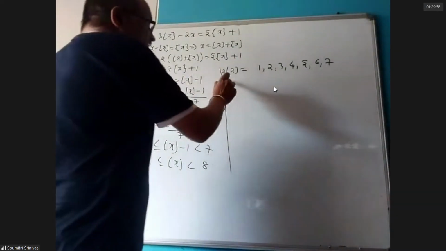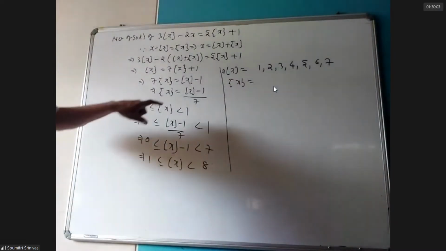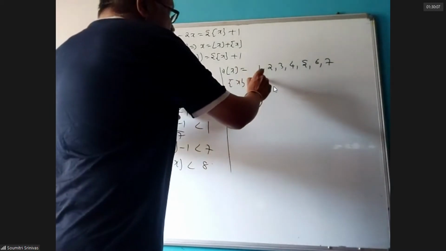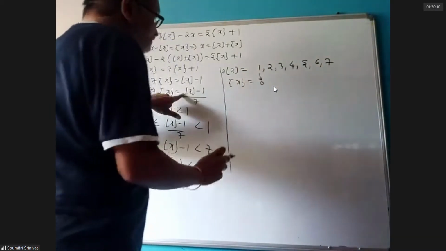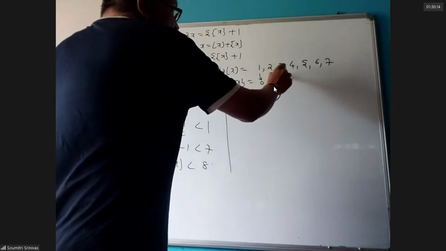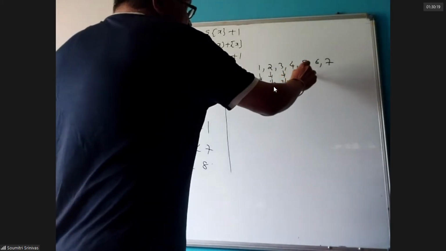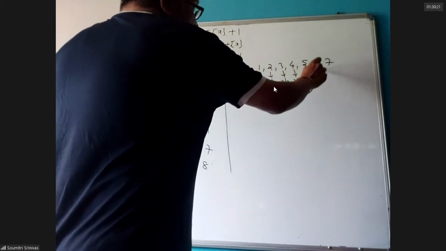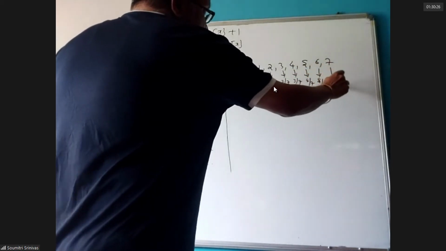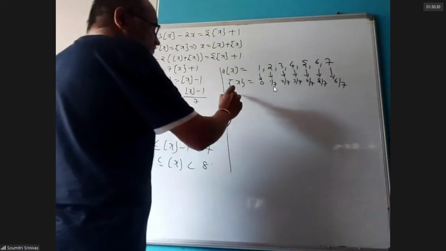Now what is the fractional part of x? Put step x equal to 1, what does it give? 0. 2 gives 1 by 7. 3 gives 2 by 7, then 3 by 7, 4 by 7, 5 by 7, 6 by 7. Am I correct? Yes, sir.